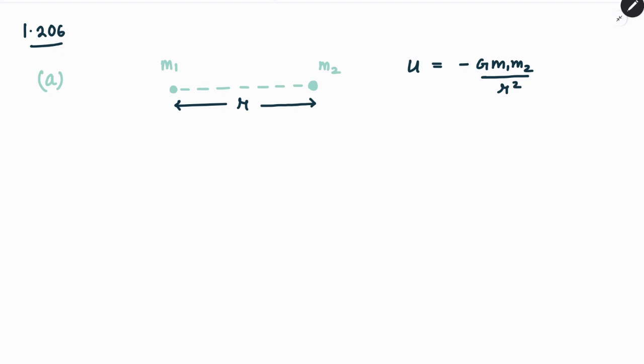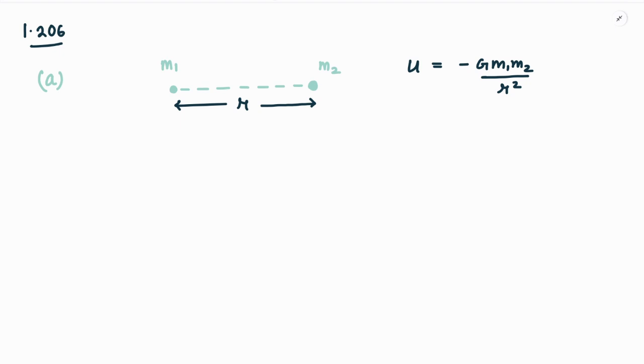So the first part is based on the standard result which we have, the potential energy of interaction between two masses m1 and m2 located at a distance r. So we can say we have a mass m1 and another mass m2. They are located at a distance r, and hence we can say that the potential energy due to interaction is equal to minus G m1 m2 by r. Since the force is attractive in nature, the potential energy is negative.